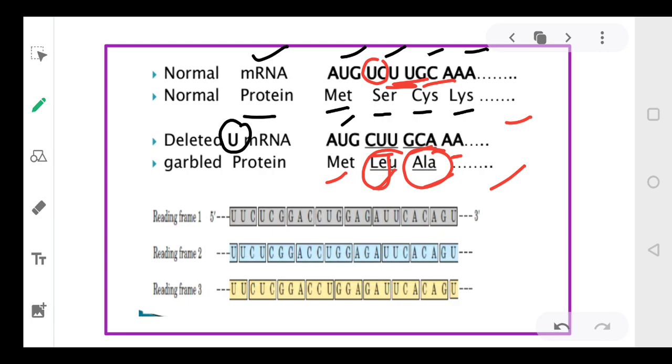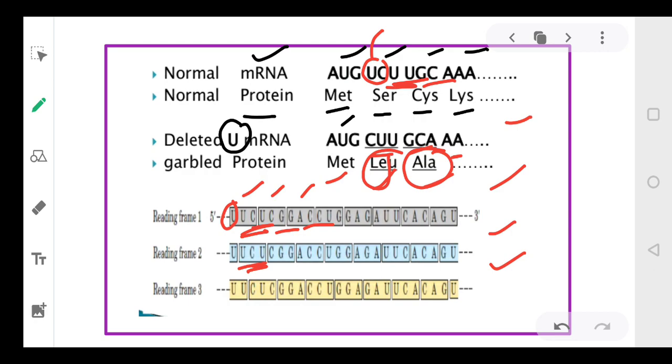So our reading frame has changed because this U has been deleted, and thus the reading frame shifts to the next base. Okay everyone, you can read this also, UUC, UCG, this is a normal sequence. Now what happens here? See, this change has occurred. Now this U has been deleted and this sequence now becomes single base, CU, and this one shifts further. So UCU, then CGG, then ACC. So in this manner the frame shifts from the normal to the abnormal one.